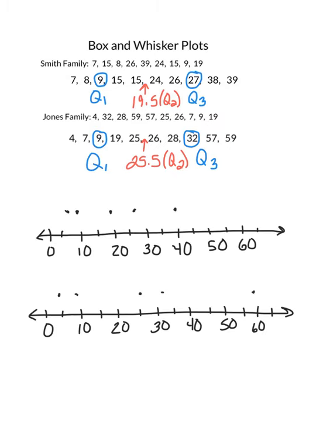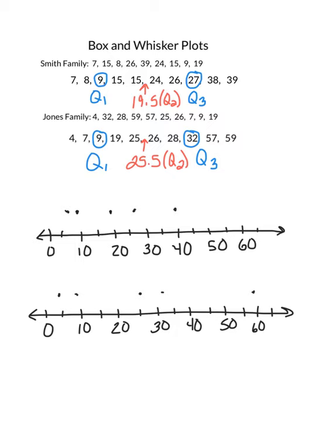So the next thing I did is I took my lowest number, I put a dot above it on this number line here. I took my quarter 1, I put a dot about where 9 would be. My median, or my quarter 2, was 19.5, so I put a dot here. My quarter 3 was 27, so I put a dot here where 27 would be approximately. And my highest number is 39.